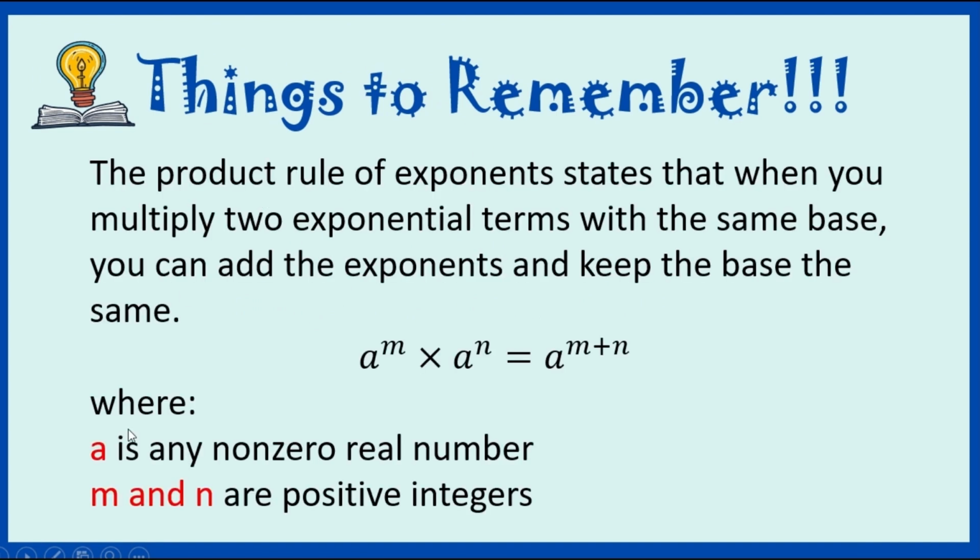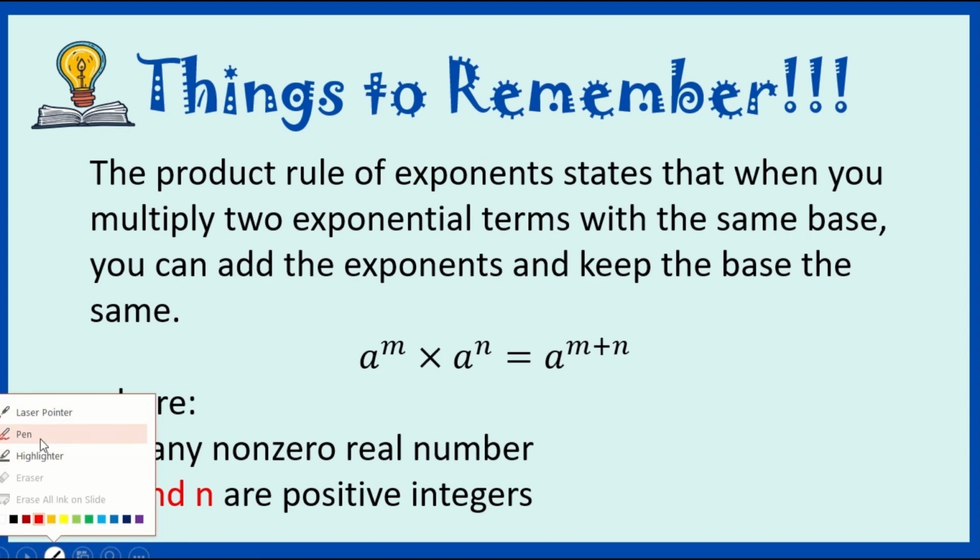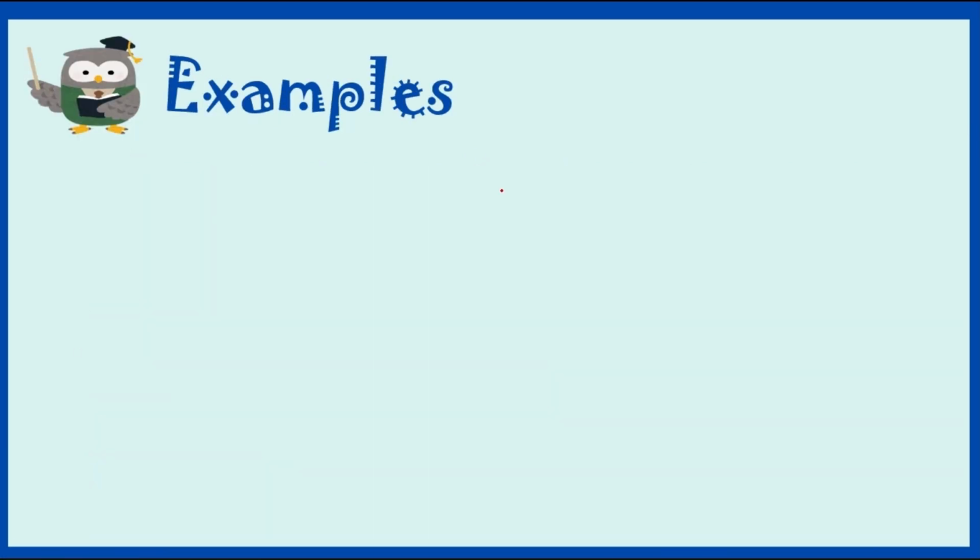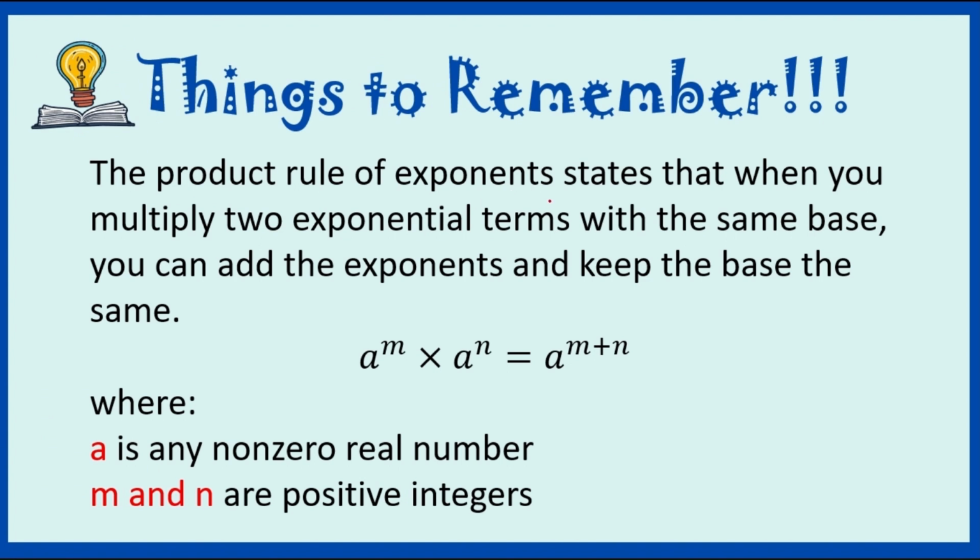First, I will discuss the product rule of exponents. The product rule of exponents states that when you multiply two exponential terms, meaning terms that have exponents with the same base, you can add the exponents and keep the base the same.